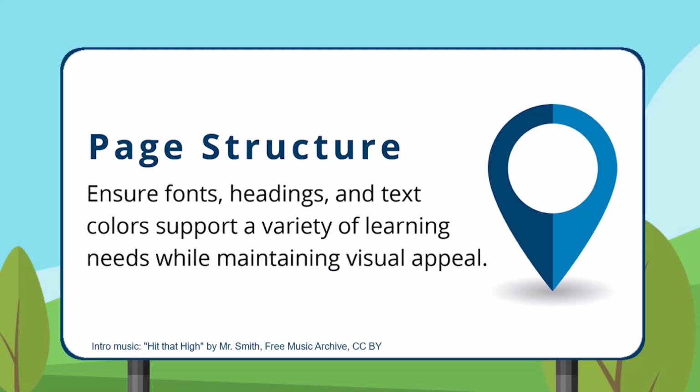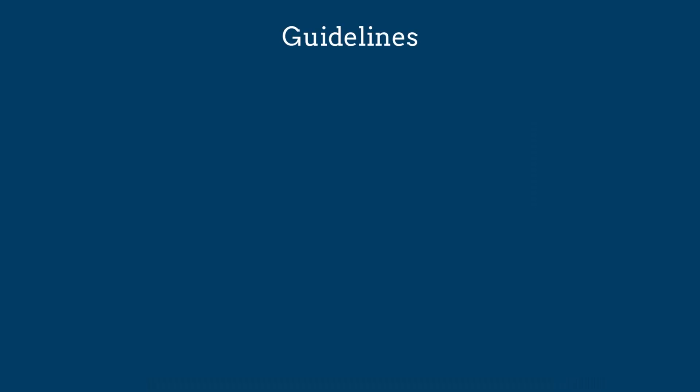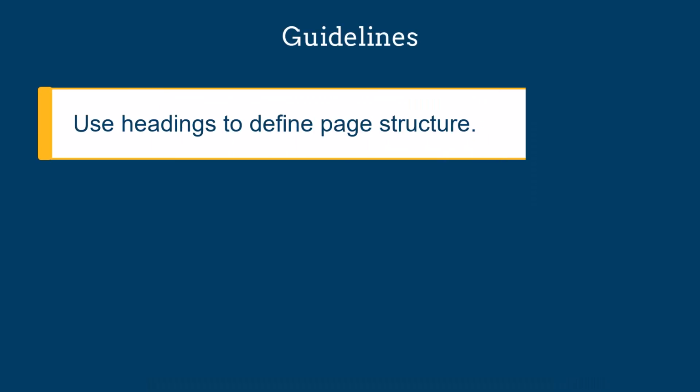We are going to address accessibility for general page structure in Canvas. These standards support usability for a wide variety of learners. So there are 3 general guidelines to consider. The first is to use headings to define structure.